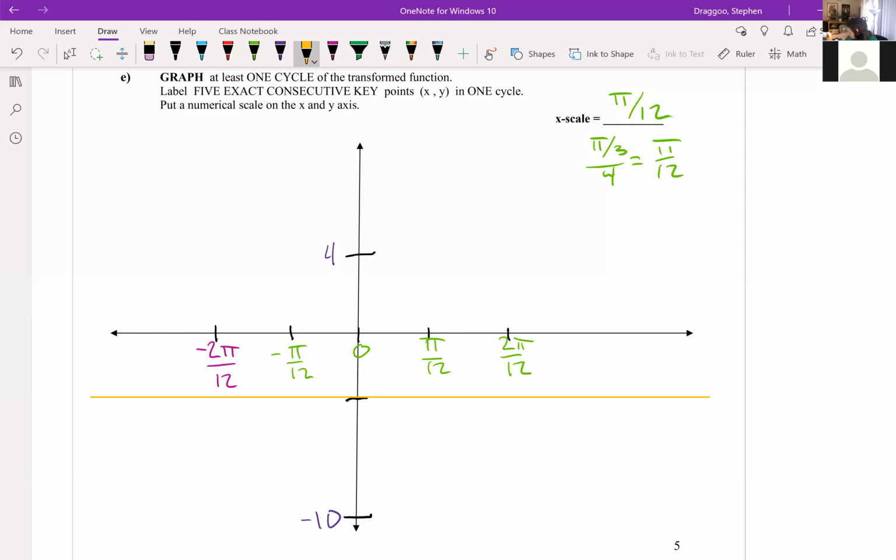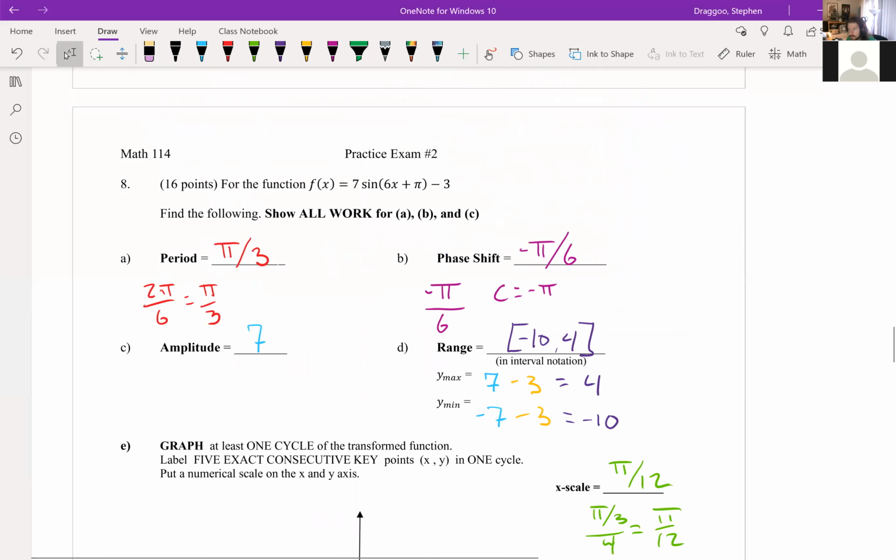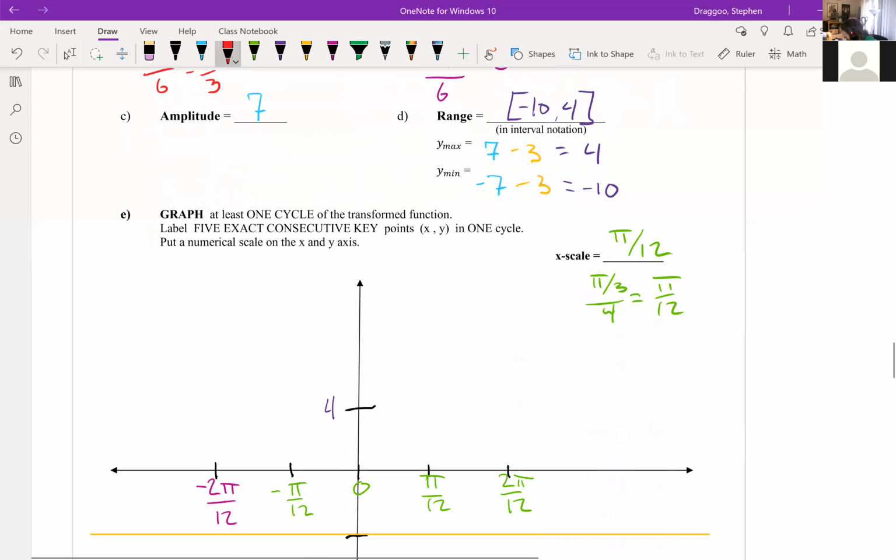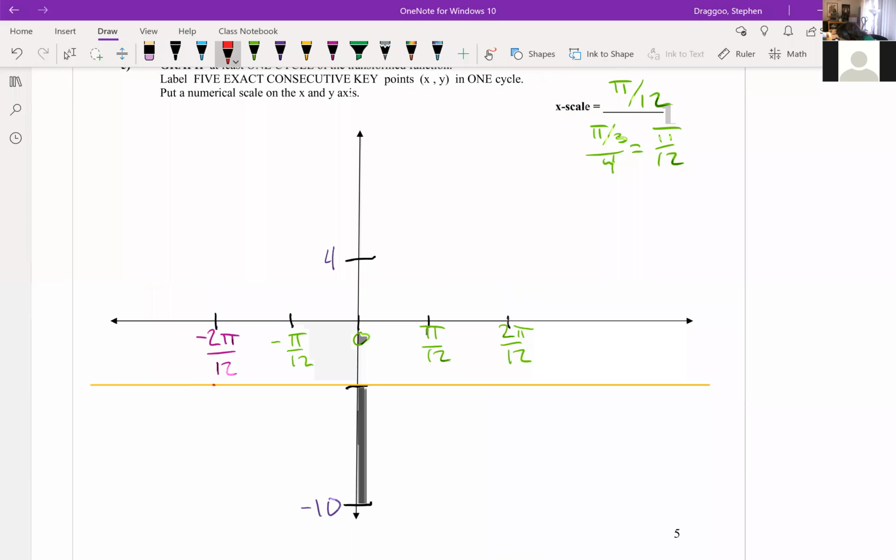And then we just have to plot our points. I think 4 is up a little high. Let's bring it down a bit. Okay, so we have a graph of positive sine. So we should start our graph at the center and then move up. So middle, top, middle, bottom, middle. And then connect our dots.